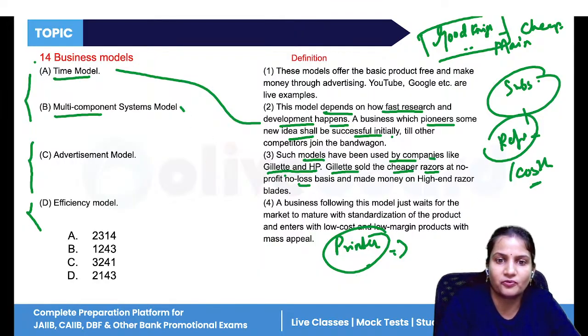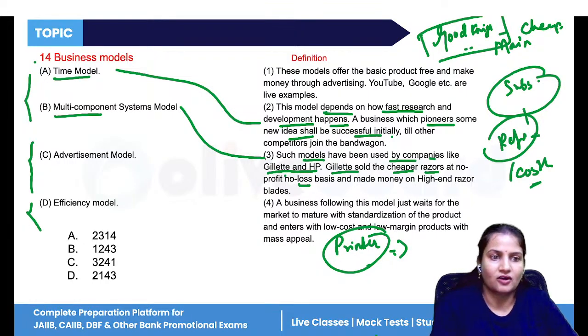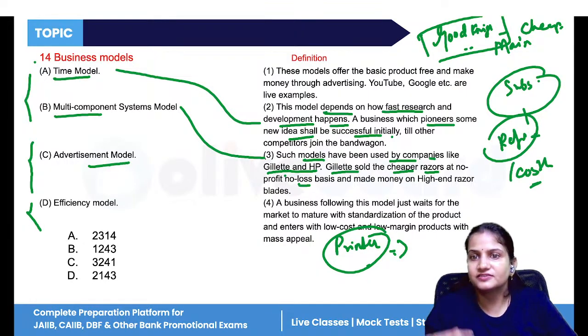That is multi-component. Now, the advertisement model. What it says is that this model offers basic products through advertisement, like YouTube. These are live examples. You can showcase your product through advertisement so that more and more demand could be there.